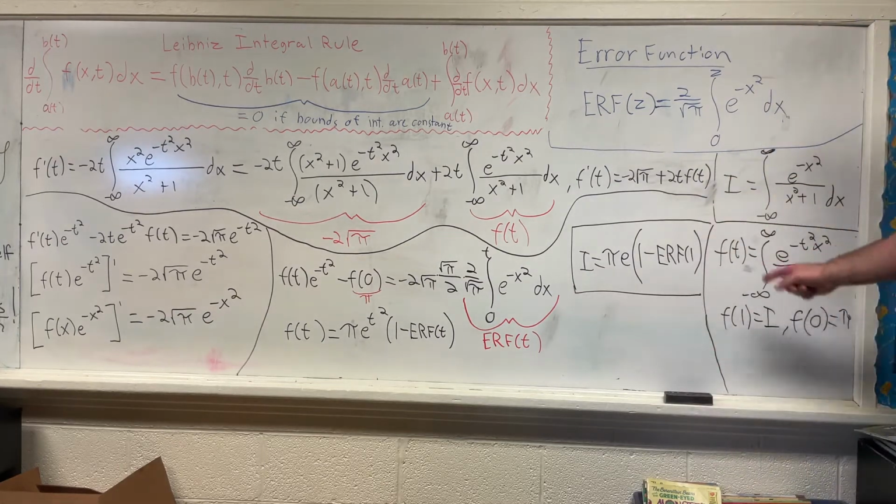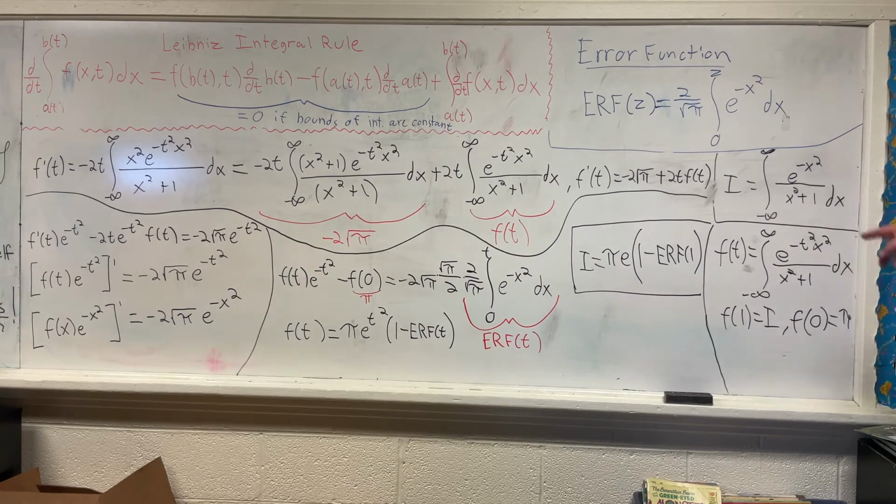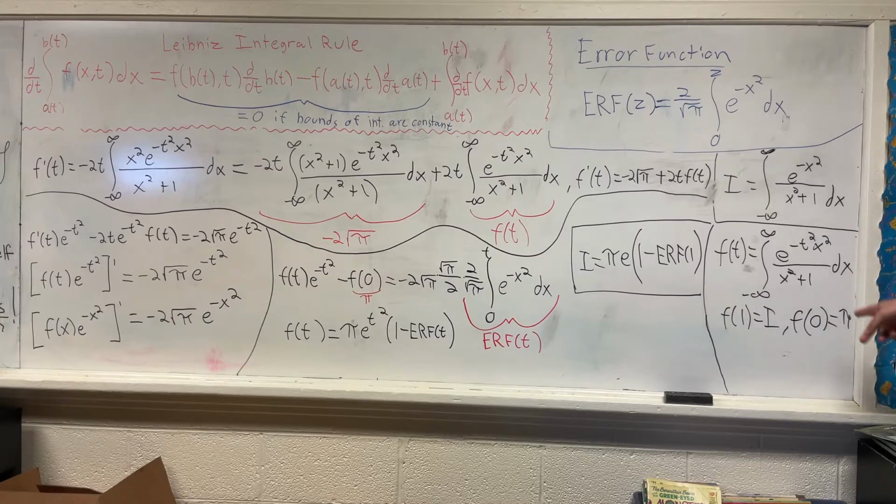So our function of t is the integral from negative infinity to infinity of e to the negative t squared x squared over x squared plus 1 dx. And we note that f of 1 is equal to our original integral I, and that f of 0 will be equal to pi. If you plug in 0 for t, you'll get e to the 0, which is 1, leaving you with simply the integral from negative infinity to infinity of 1 over x squared plus 1 dx, which evaluates to pi.